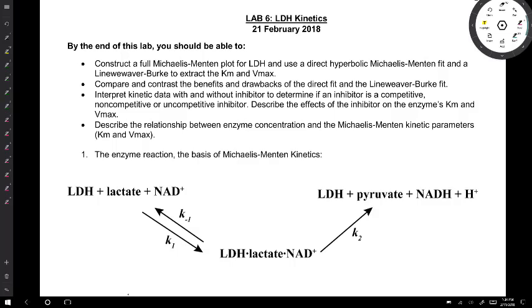Now, hopefully, this will be review or concurrent with what most of you are taking in biochem. But if not, you should have a better idea and be better prepared for class after hearing this lecture. All right, so let's start with a schematic of the LDH reaction, which is the basis of our Michaelis-Menten kinetics.